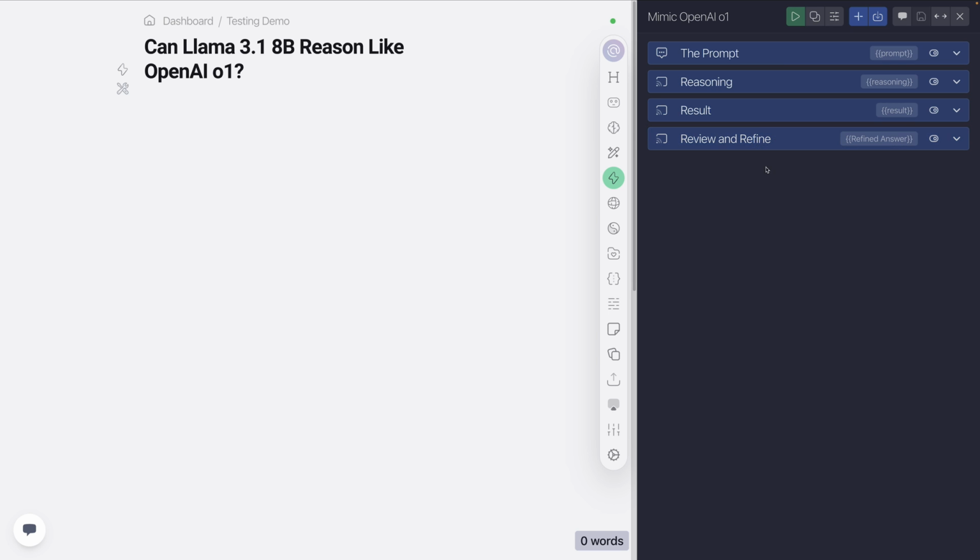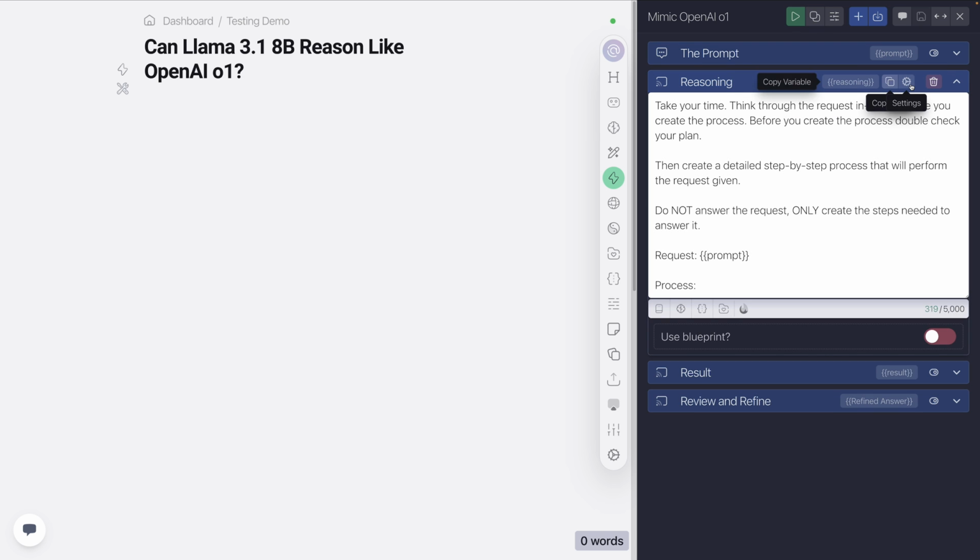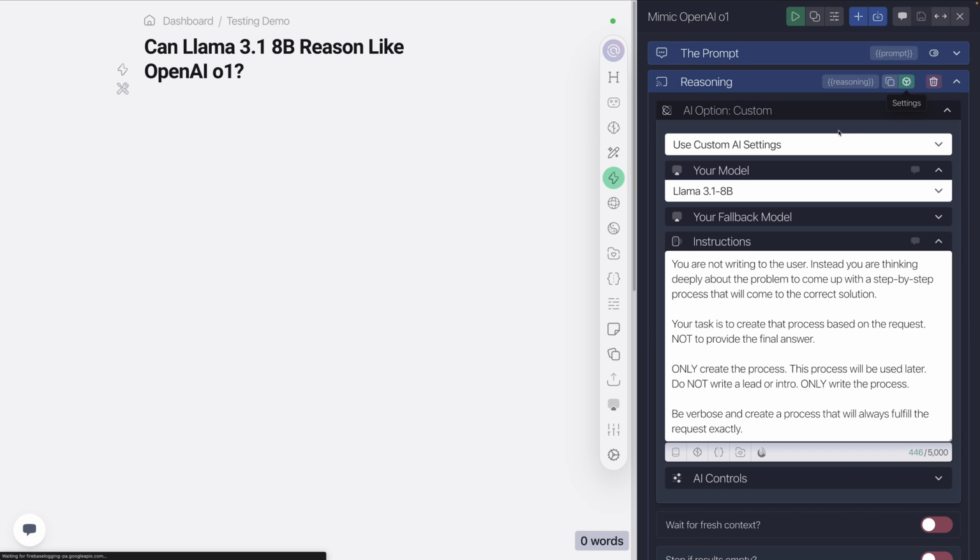So, okay, we've got this set up. I'll just show you real quick. We'll go through the settings here. We've got Llama 3.1 8B in the reasoning step. Essentially, we're telling it, you're not writing to the user, come up with the plan. This is just a bunch of stuff to enforce that.